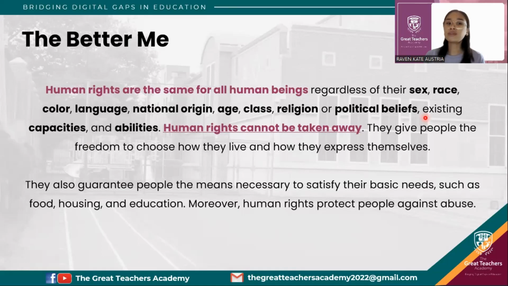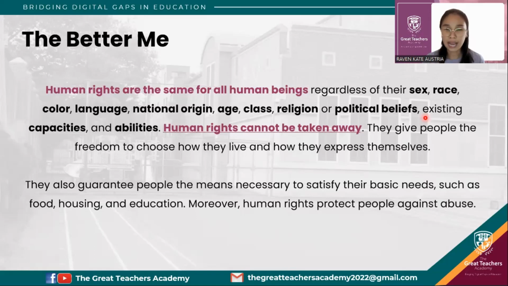So sabi dito, human rights are all the same for all human beings. Ikaw, siya, ako, tayo, pare-pareho tayo ng karapatan. Hindi pwedeng magkaiba, iba yung karapatan mo sa karapatan ko. Regardless of our sex, babae ka man, lalaki ka man, matangkad ka man, kinulang ka man sa height, Catholic ka man, iba man ang religion mo, pareho man tayo ng paniniwala in terms of politics, nakakapaglakad ka man or hindi, we all have the same human rights. And remember that it cannot be taken away.